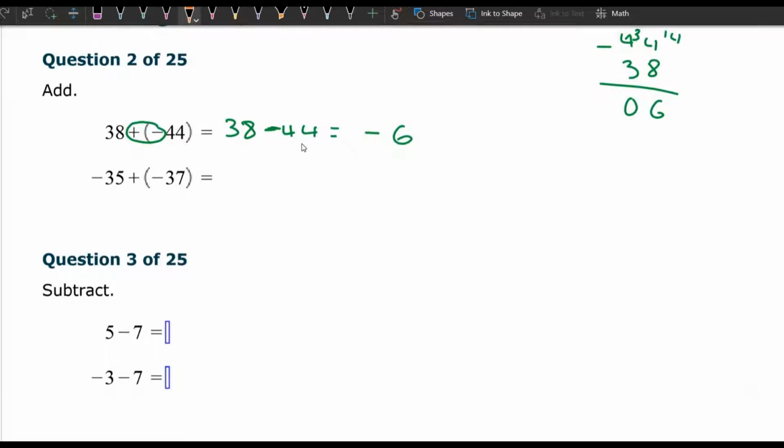Okay, we go down to the next one. Positive times negative is negative, right? So that will be negative 37. And we bring down negative 35. They both have the same signs. We add. That will give you negative 72.